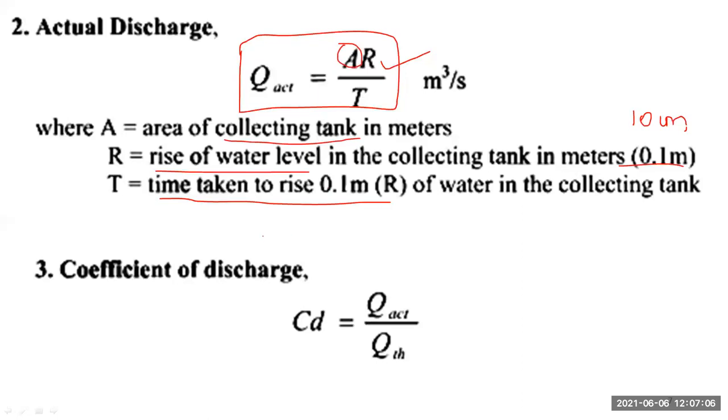Once you get the actual and the theoretical discharge, the coefficient of discharge is calculated using the formula Cd is equal to Q actual divided by Q theoretical. So from that, you will get the coefficient of discharge for each trial.